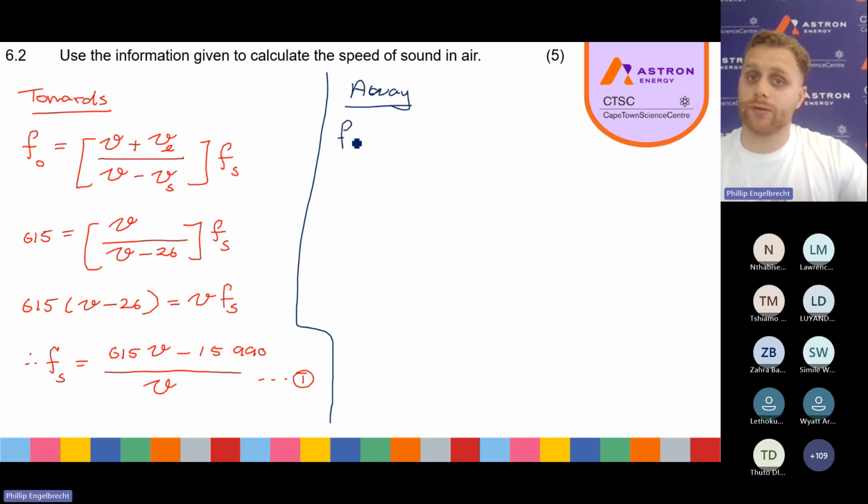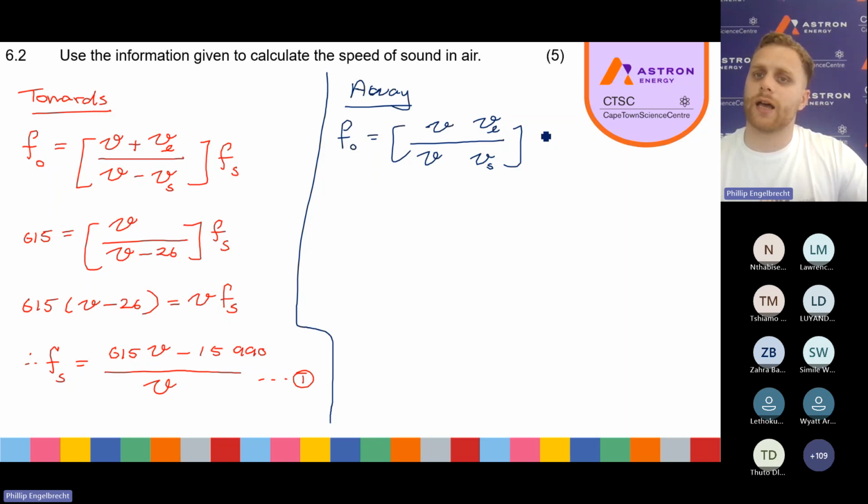Again, the frequency I observe is equal to the velocity of sound, plus or minus the velocity of my listener, divided by the velocity of sound plus or minus the velocity of my source, times the frequency of my source. Remember, if it's away, it is minus on top, plus at the bottom. Okay, guys? That's the only thing you actually have to remember for Doppler effect.